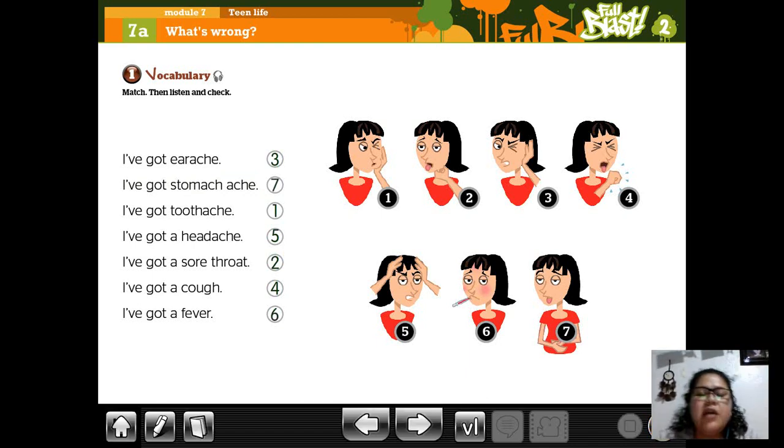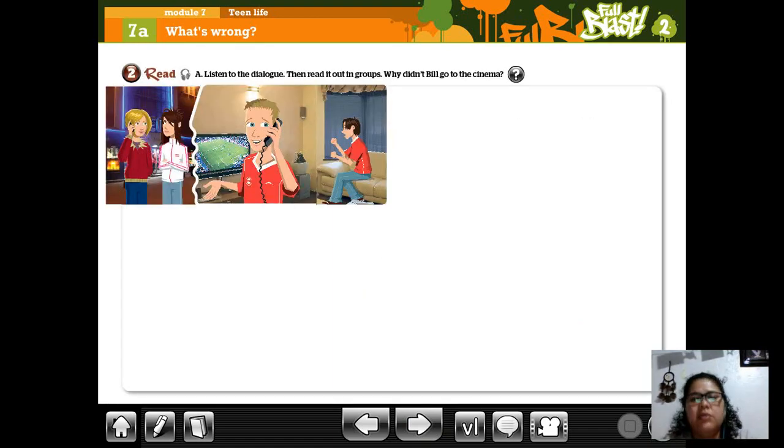Very good. Okay. A sore throat and a cough. Esos son diferentes. Un sore throat es cuando tienes dolor de garganta o se te cierra la garganta. And the cough, pues es la tos. Okay. No vayan a confundir uno con el otro. Earache, el dolor de oído. Headache, cabeza. Toothache, pues el de diente. Okay. And stomachache. Okay. Very good.